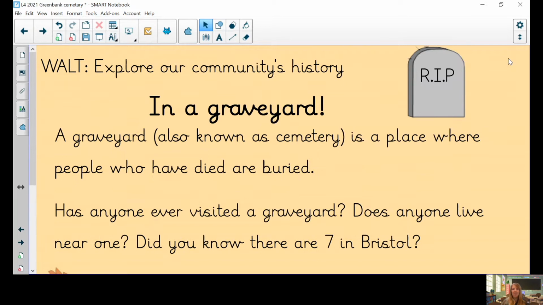Yeah, in a graveyard. So a graveyard, also known as a cemetery, is a place where people who have died are buried. Has anyone ever visited a graveyard? Does anyone live near one? Did you know that there are 7 graveyards in Bristol? I didn't know that before now.